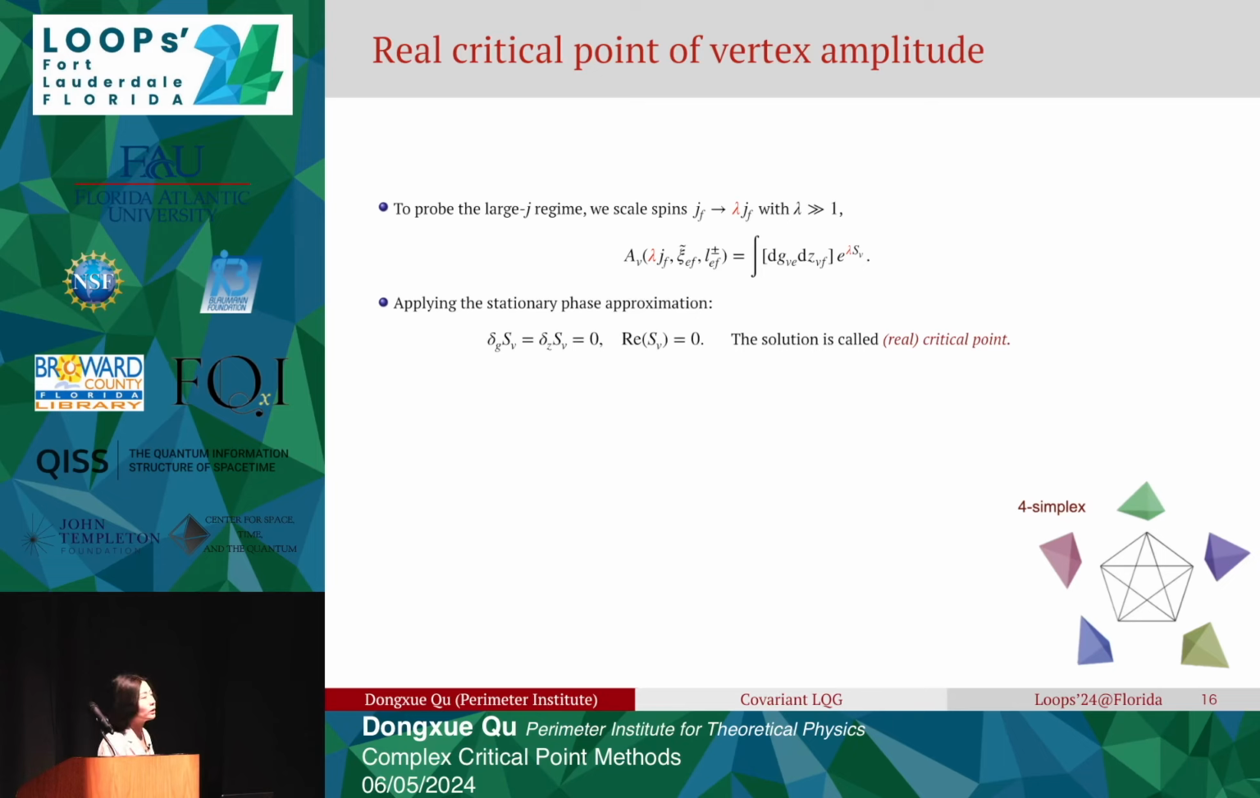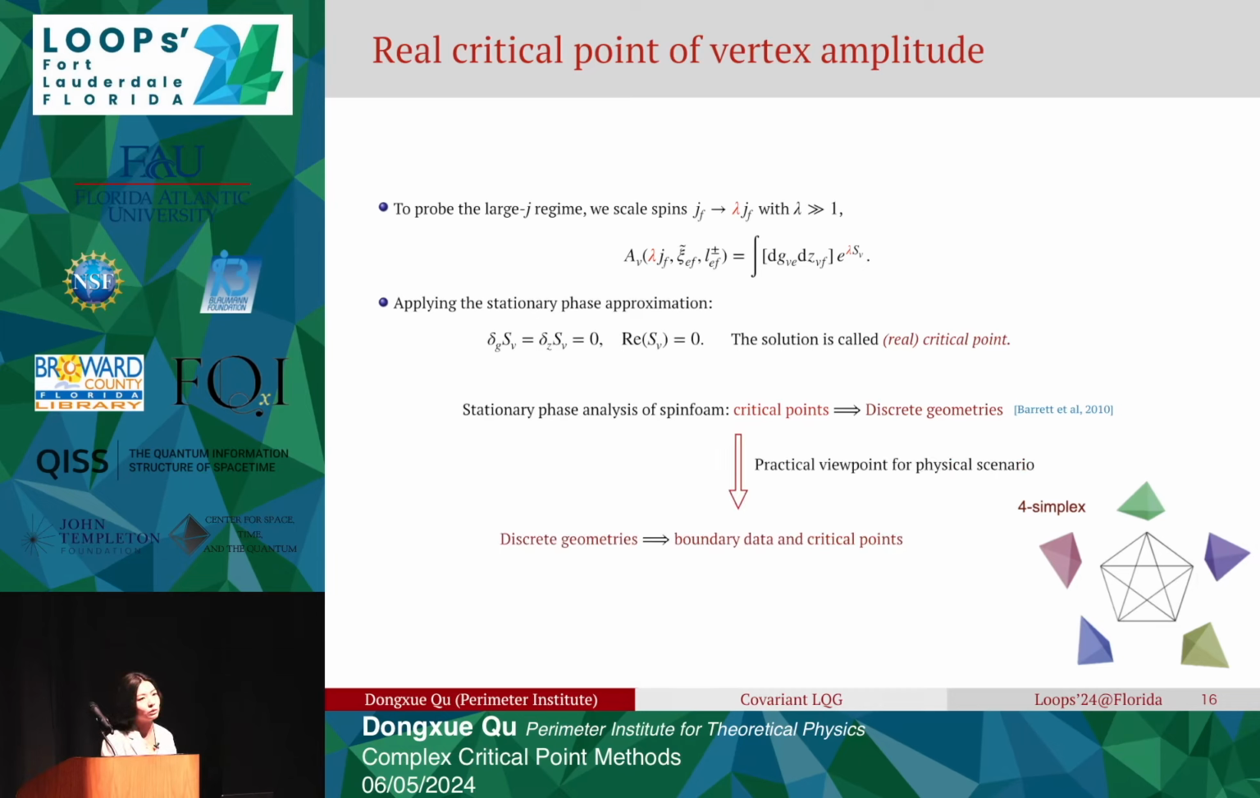The early stage of the stationary phase analysis of spinfoam primarily focused on how to classify the critical points and how to reconstruct the discrete geometry from these critical points. However, when we do the calculation of the spinfoam amplitude, we figure out that actually we have the semi-classical geometry first. And we need to use this semi-classical geometry to construct the critical point. It means the reverse procedure. You have the discrete geometry, and from this discrete geometry, constructing the boundary data and getting the critical points turns out to be more practical for the calculation of the spinfoam amplitude.